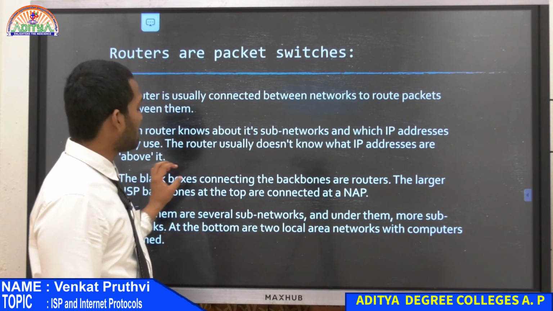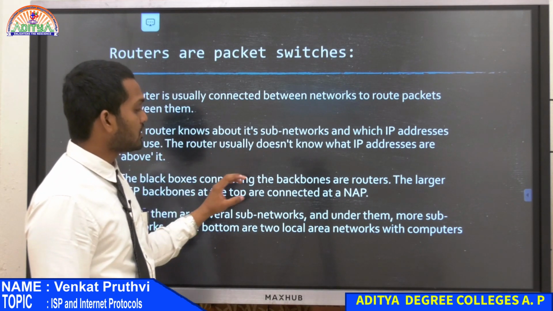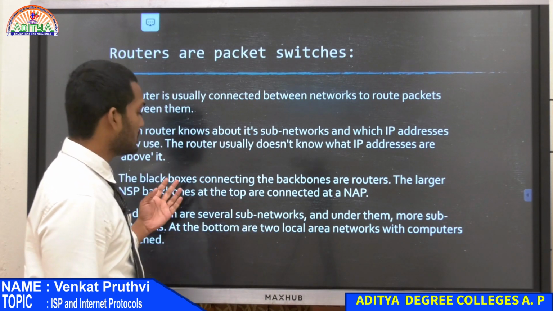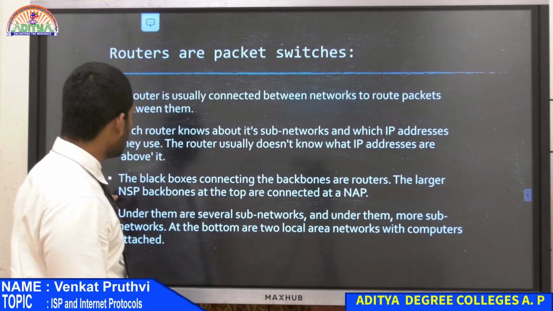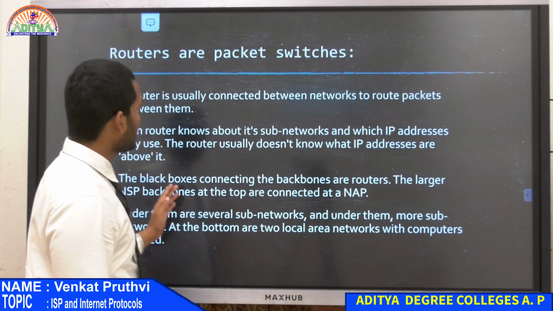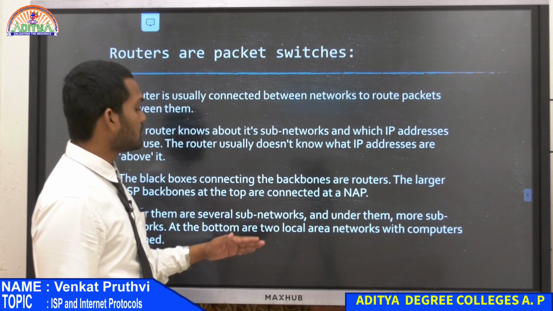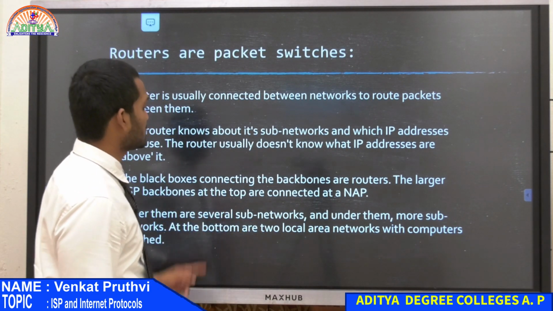The larger NSP backbones at the top are connected to an NAP. We will see what NAP is, what NSPs are. Yesterday in the picture I showed you what they are all. Now we will discuss them. Under them there are several subnetworks, and under them more subnetworks. At the bottom are two local area networks with computers attached.